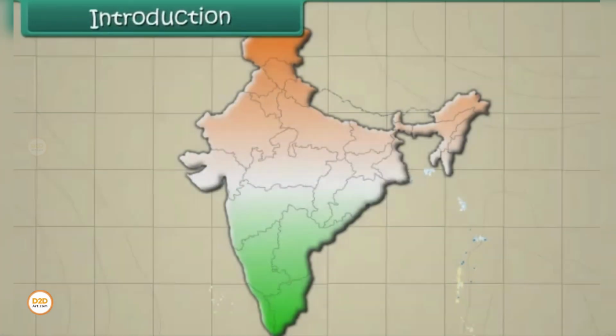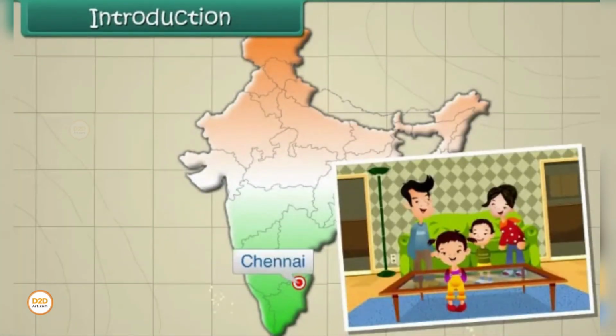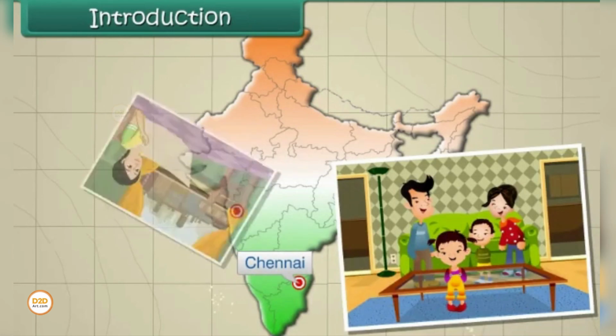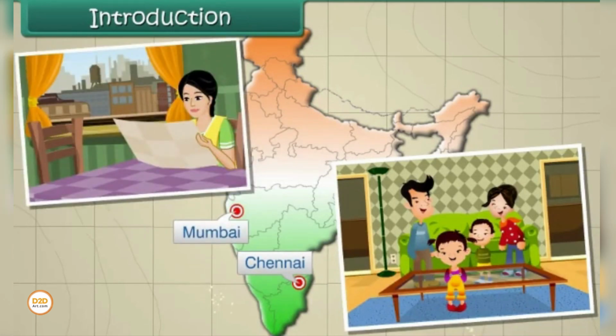Introduction. Aditi lives with her parents in Chennai. Her aunt lives in Mumbai. She visits her aunt every year in April. So, she travels from south to west. In this lesson, you will learn about directions.